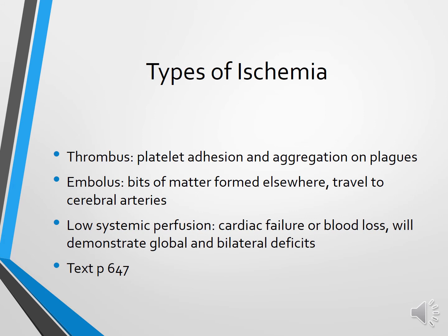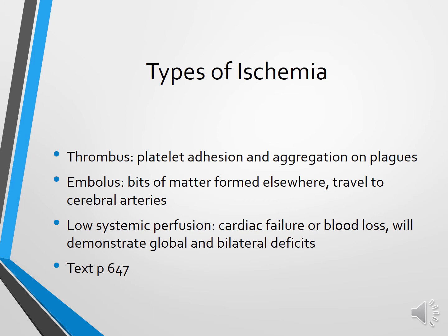Two different types of ischemia. So we're talking about an ischemic stroke where there's a blockage of blood supply or blood flow. There's a thrombus where platelets aggregate on plaques. So this is when you think of kind of plaque buildup in the vessel walls, and over time it gets to the point where blood just can't flow by.